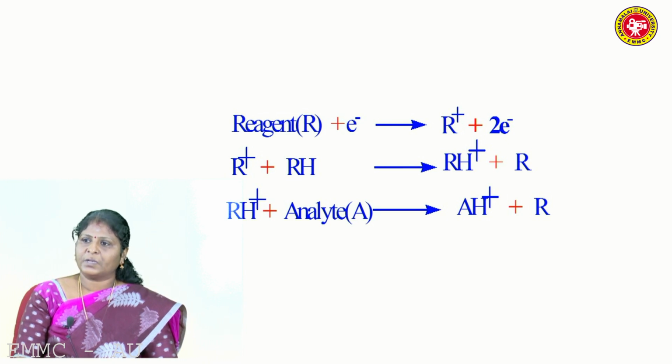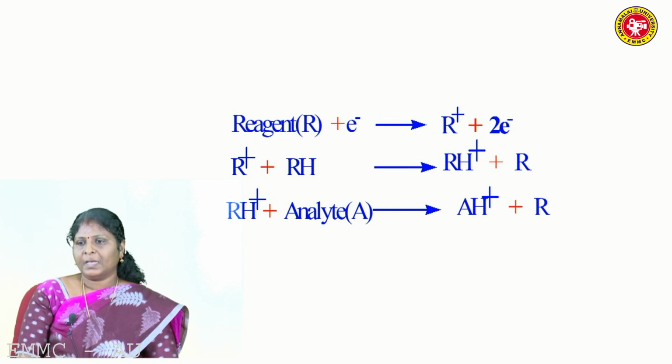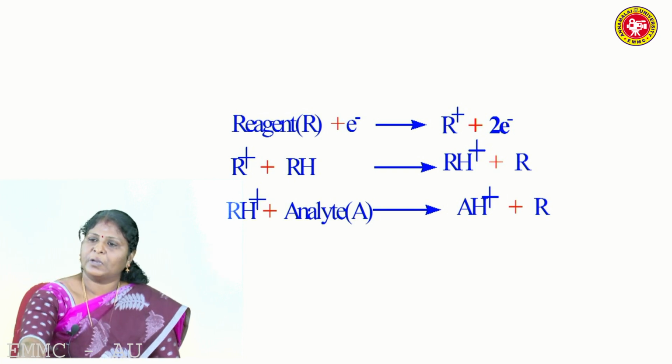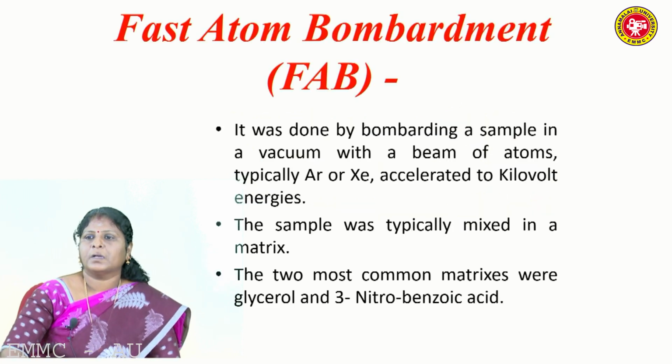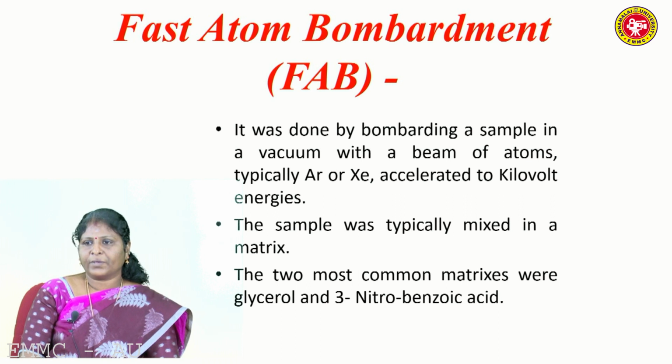That will remove an electron from the reagent, thereby producing the molecular ion radical of the chemical first. Now the reagent ions are allowed to collide with the compounds to be analyzed. In the collision between RH plus and the analyte, one proton is transferred to the analyte, thereby a quasi molecular ion is produced. In this case, the ion will always have one atomic mass unit in excess of the molecular weight of the compound.